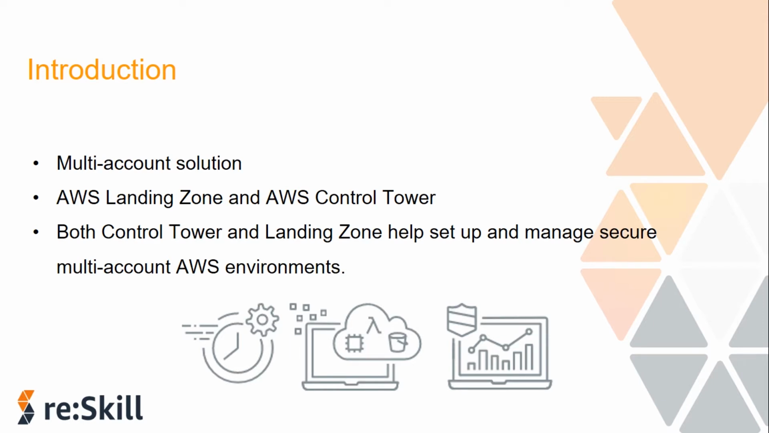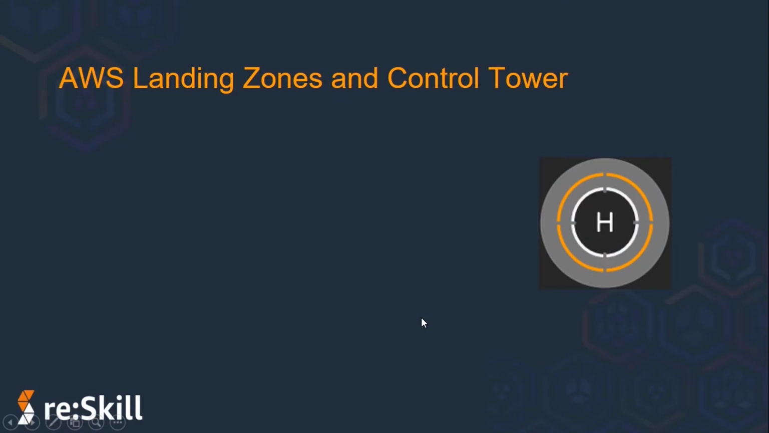AWS provides several tools to manage and control this kind of multi-account infrastructure, including the major components, AWS Landing Zone and AWS Control Tower. Both Control Tower and Landing Zone help us in setting up and managing secure multi-account AWS environments. So let's talk a little bit more about both. Both AWS Landing Zone and Control Tower are solutions which help customers quickly set up secure, scalable, multi-account environments based on best practices.